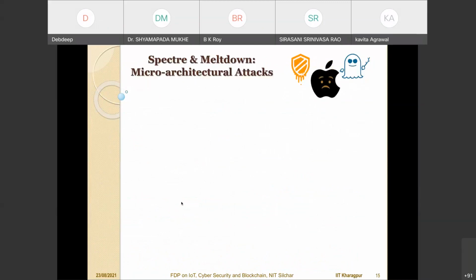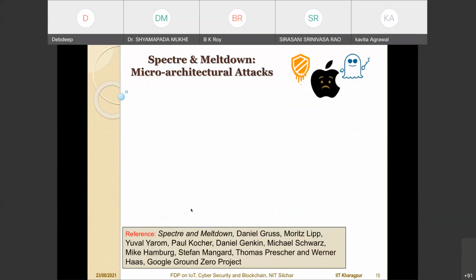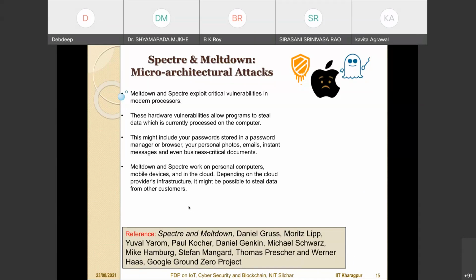Here is another classic example, which some of you may have heard about, called Spectre and Meltdown. Spectre and Meltdown fall under the class of attacks called micro-architectural attacks. This was published in the Google Project Zero, and it is another very powerful class of attacks. I will try to give a very top level understanding of what this class of attacks is.